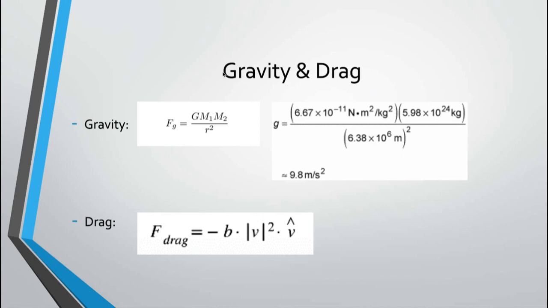Gravity is defined by this equation, where the force of gravity equals the gravitational constant times the first mass times the second mass over the radius squared. And for the terms of Earth, we can figure that out with the gravitational constant, the mass of Earth, and its radius squared, which comes down to 9.8 meters per second squared. The force of drag, on the other hand, can be identified with this equation, where B in our terms will be determined through trial and error.